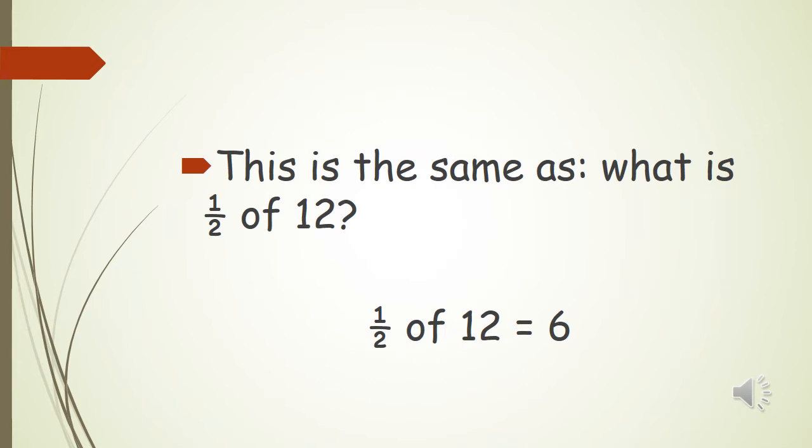So the word problem can be rewritten as: what is half of 12? So we extract the problem from the story, and then we get it very simple and work with it. So what is half of 12? And now we have established that half of 12 is 6. Excellent.